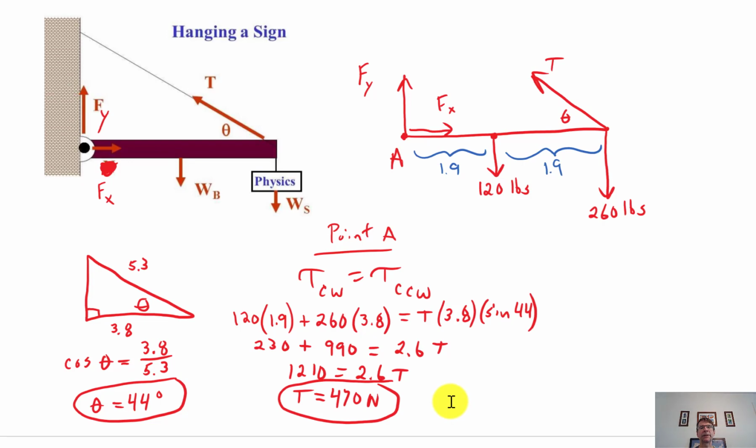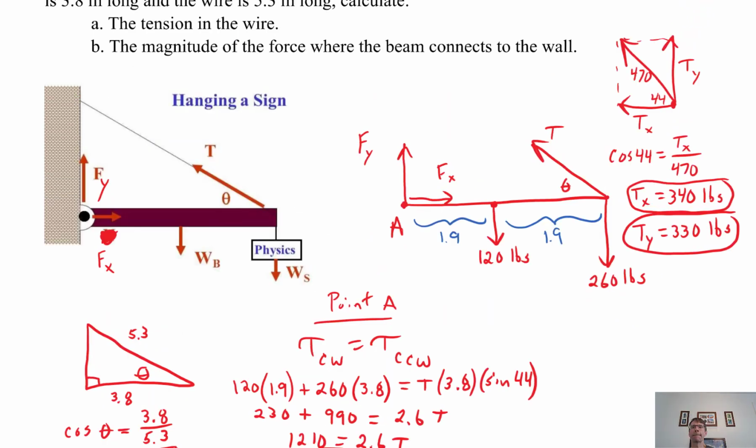Okay, so now it gets interesting. We have to apply the other condition for equilibrium to get the F sub Y and F sub X. And one of those things we have to think about is now taking T and finding its components. I'll do that at the top up here. So I've done that. Up here at the top, we found out from our previous part that the tension T is 470 newtons. And the angle is 44 degrees.